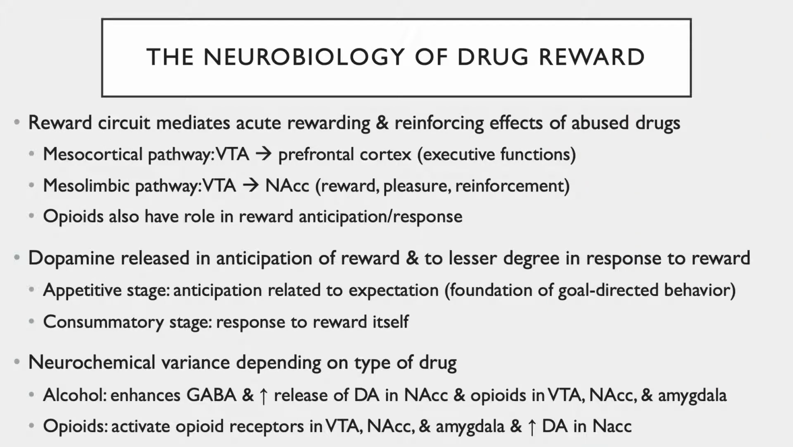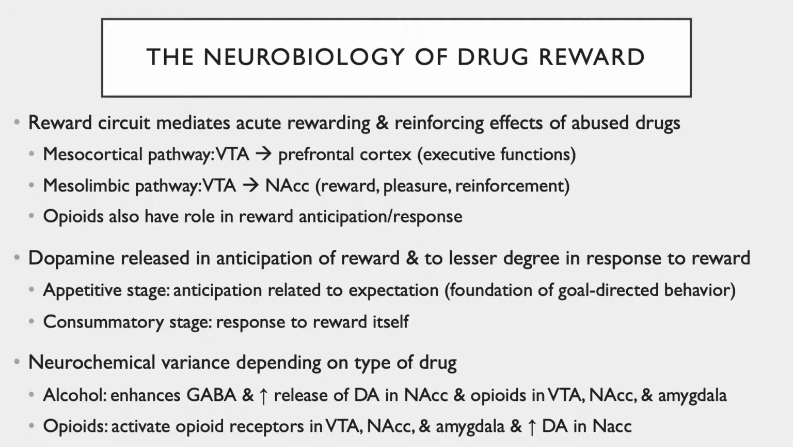The reward circuit in the brain can be activated by alcohol and drugs of abuse, as well as non-drugs, such as sugar, shopping, sex, gambling, and video games. The reward circuit mediates the acute rewarding and reinforcing effects of abused drugs. This involves both the mesocortical and mesolimbic pathways. The mesocortical pathway is from the ventral tegmental area to the prefrontal cortex, and primarily regulates executive functioning, compared to the mesolimbic pathway, which also originates in the ventral tegmental area, but terminates in the nucleus accumbens. This pathway is associated with reward, pleasure, and reinforcement.